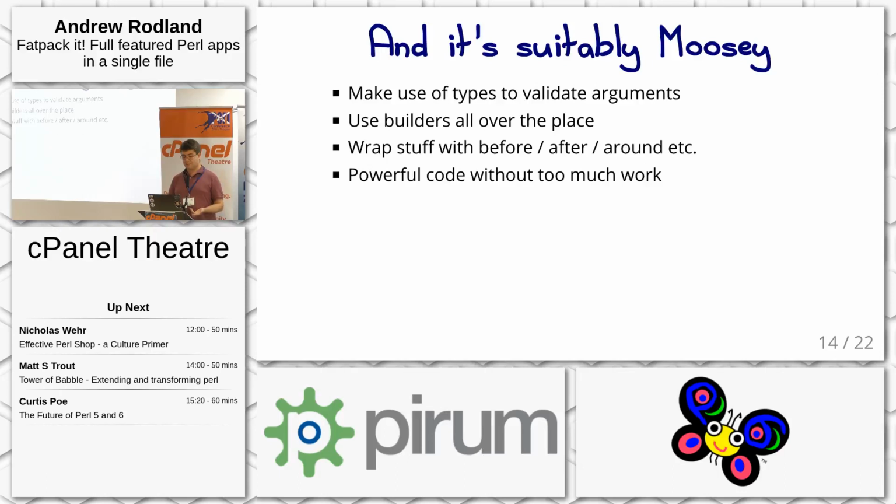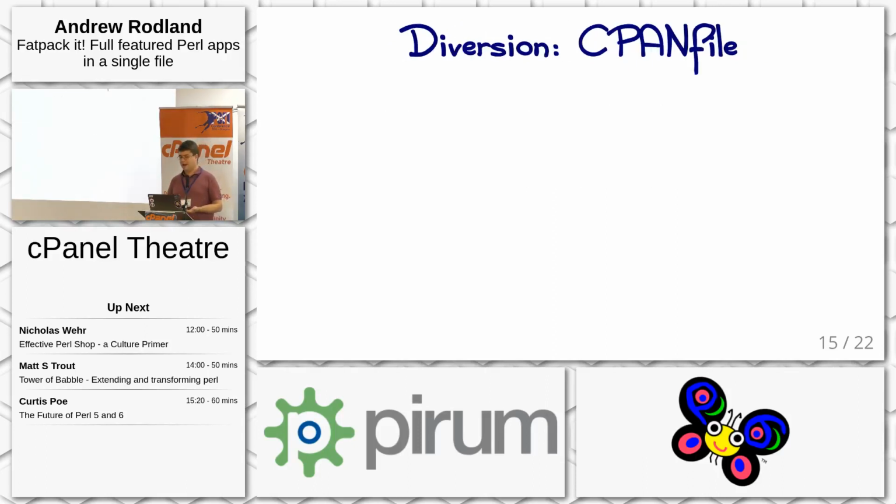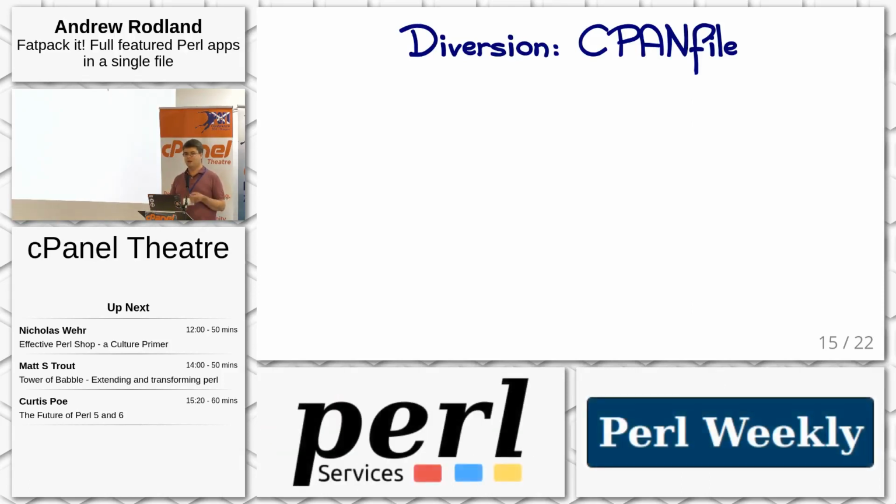You can use method modifiers. Basically, you can do some really powerful stuff without writing a large amount of code. So you got all of that. Now you've got real power in your hands in a single file. How do we simplify the build and distribution process?